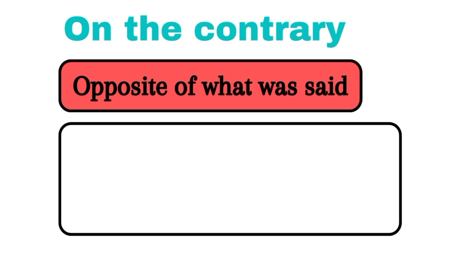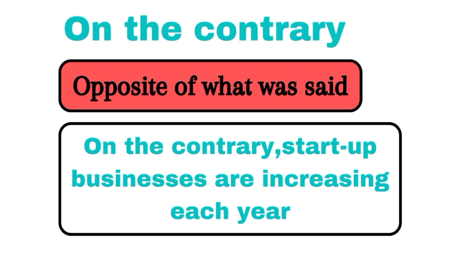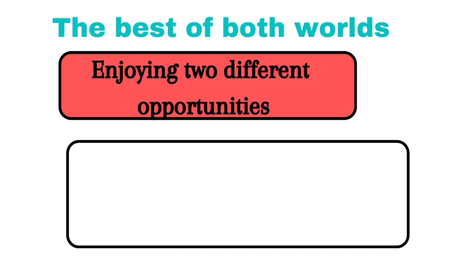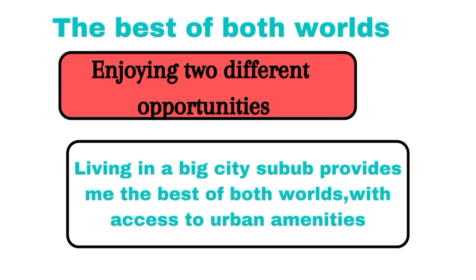On the contrary, this means opposite of what was said. For example, on the contrary, startup businesses are increasing each year. The best of both worlds. This simply means enjoying two different opportunities. For example, living in a big city suburb provides me the best of both worlds with access to urban amenities.